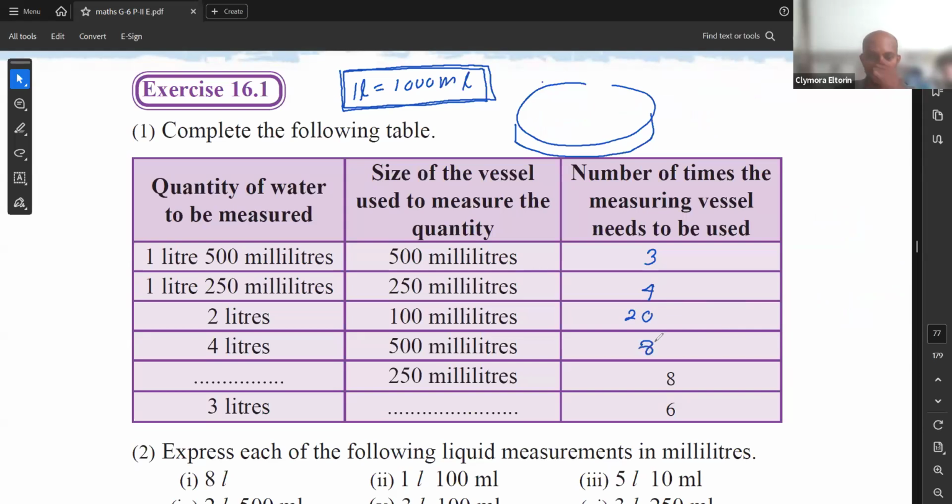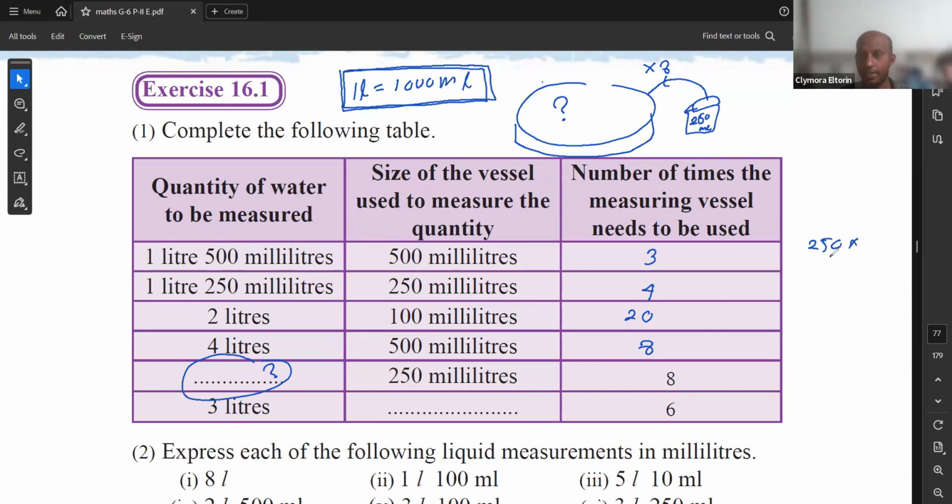Yeah, 8. Next one. This amount is not given. They say a small vessel here is 250 milliliters. They are going to use that 8 times to measure this. So they ask what is the amount of water in the container. How to find it?